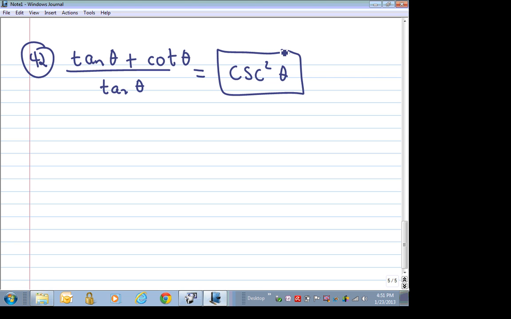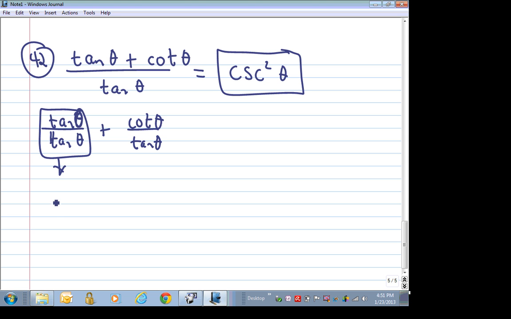The first thing I do is this numerator shares a denominator, so I'm going to separate it. I'm going to make it tan theta over tan theta plus cotan theta over tan theta. I'm going to have to do a little work with this one. Well, tan theta over tan theta is simply 1. All right, so that's good. I've got that done. This one, plus, I'm going to put a bracket, and I'm going to write this out a little differently. I'm going to make it cotan theta divided by tan theta.